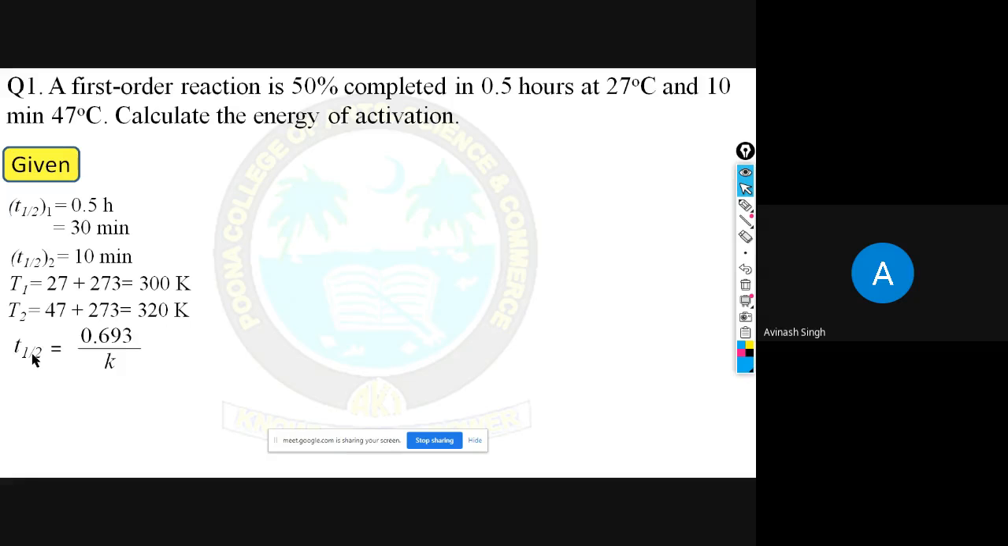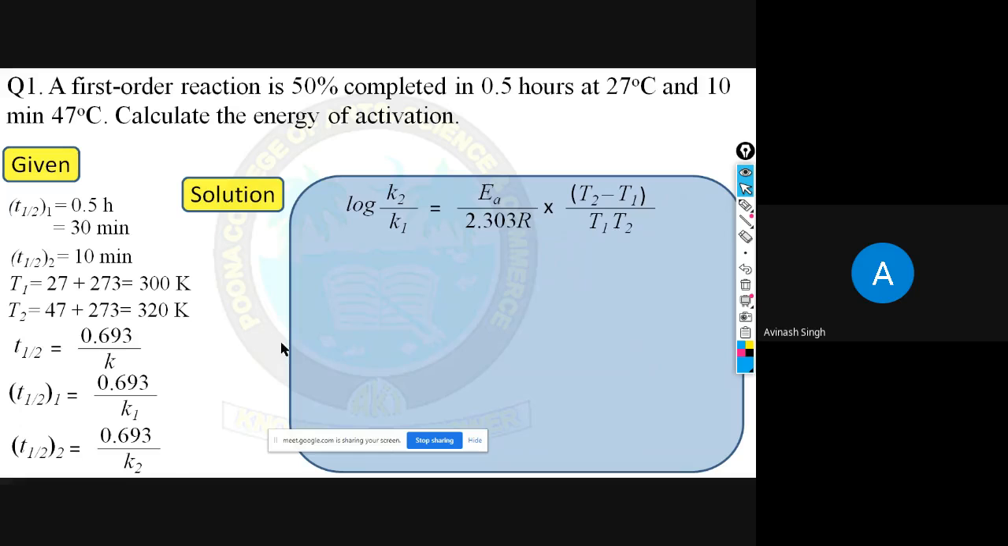For a first order reaction, T half is given as 0.693 divided by K, where K is the rate constant. So T half 1 is 0.693 by K1, and T half 2 is 0.693 by K2. The Arrhenius equation is in this form. Now if you substitute the value of K2 as 0.693 upon T half 2, and K1 as 0.693 divided by T half 1, this equation becomes log of T half 1 divided by T half 2, and the right hand side is the same.